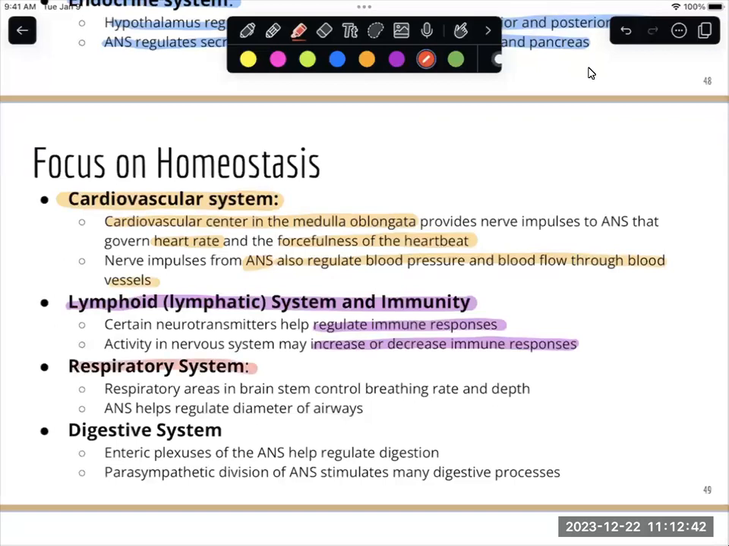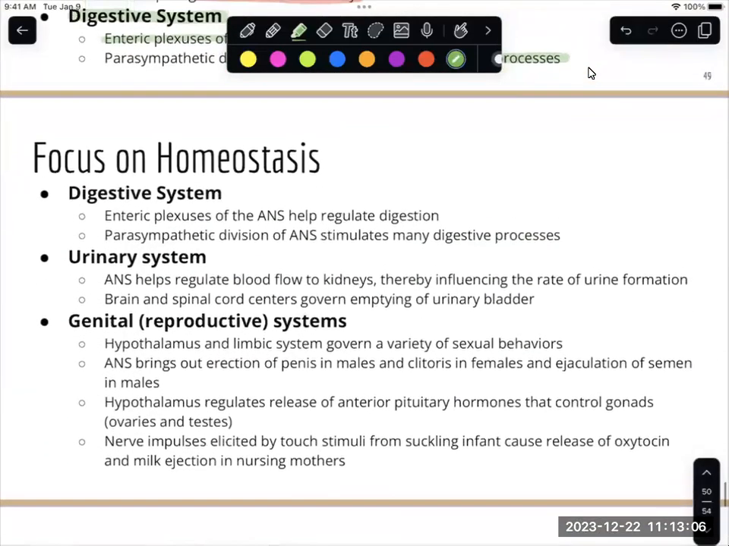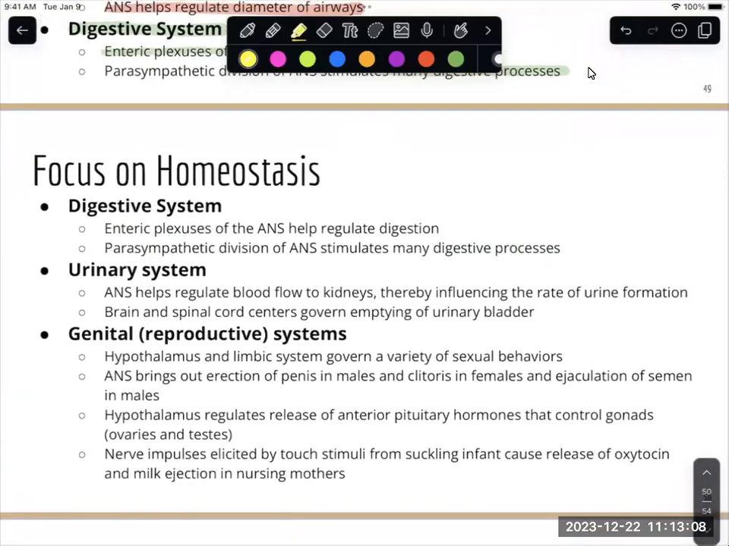Respiratory system. It's going to regulate the diameter of your airways. It can also control breathing rate and depth. Digestive system. We have that entire enteric plexus that regulates your digestion. That parasympathetic is going to stimulate digestive processes while that sympathetic slows it down.